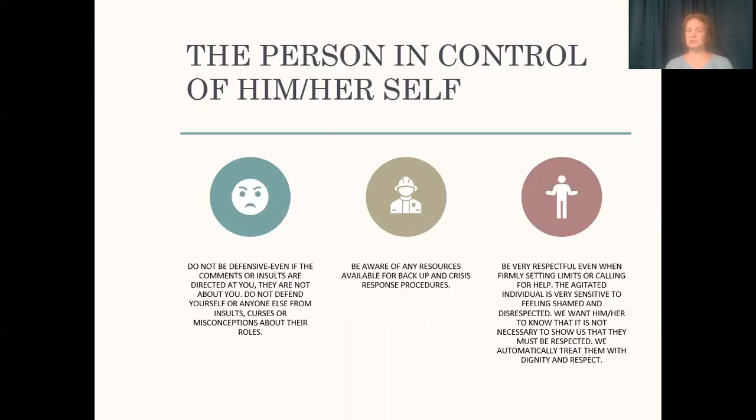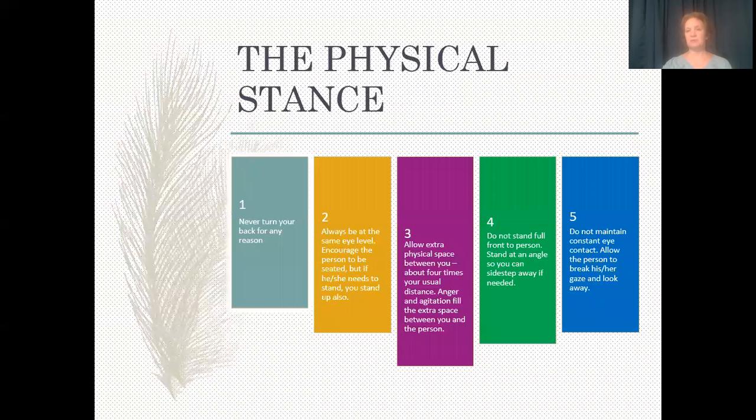It also signals to the patient that, hey, someone's coming, and that might give them a minute to collect themselves too. And you can also give them that out, which we'll talk about when we say more about de-escalation. The physical stance: don't turn your back for any reason. Always be at the same eye level. If the person is standing, you stay standing. If they sit, you sit. You don't want to tower over them if they do decide to sit. You invite them to sit, invite them to take a less aggressive stance if you can get them to. If they don't, then create extra space.